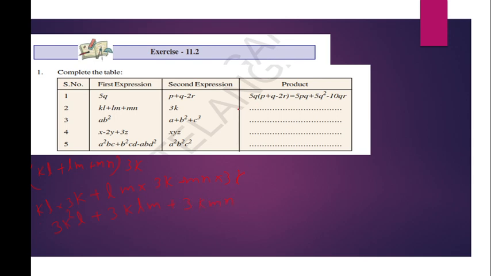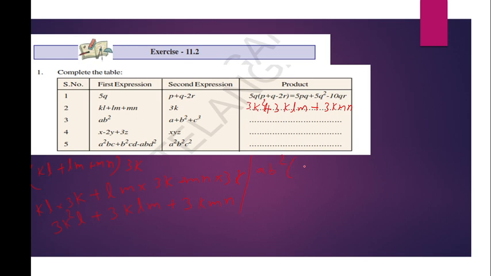So the answer is 3k square l, plus 3k lm, plus 3k mn. Okay, next the third one. Look at the third one.